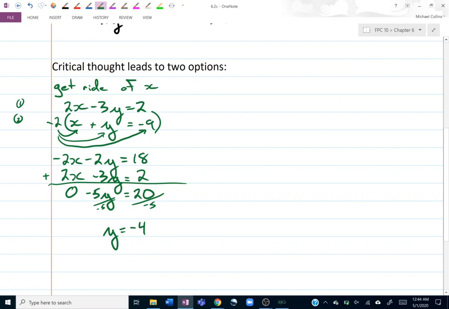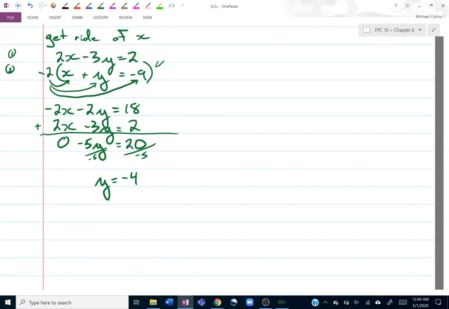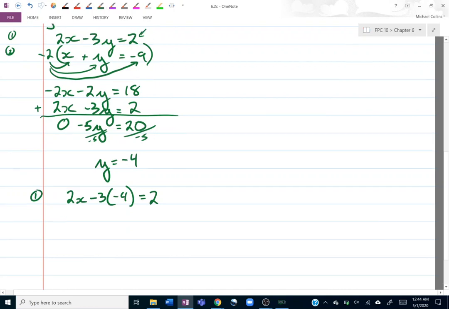I'm not quite done yet. I've only got half of my solution. It's a good idea when I substitute it back in not to use my manipulated equation, but to choose one of the original ones. So I'm going to substitute back into equation number 1. So I end up with 2x minus 3. I'm going to substitute that y in. Negative 4 is equal to 2, and that's from equation number 1.